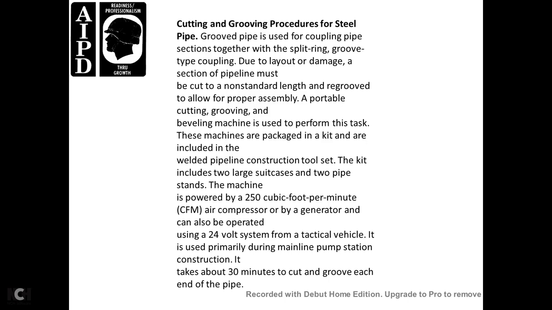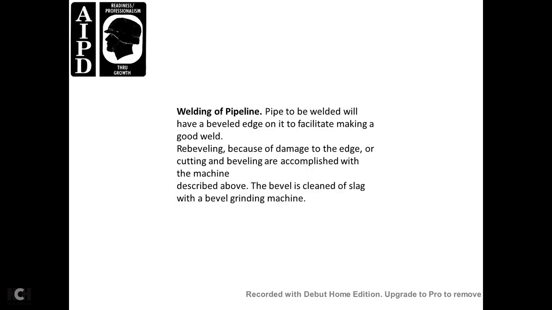The machine package with the kit includes the welded pipe with the construction tool kit, with a large suitcase and two pipe stands. The machine is powered by a 250 cubic foot air compressor or generator. They can also be operated with the 24-volt system of the tactical vehicle, used primarily during the pipeline pumping stage. In construction, it takes about 30 minutes to cut and groove each end of the pipe.